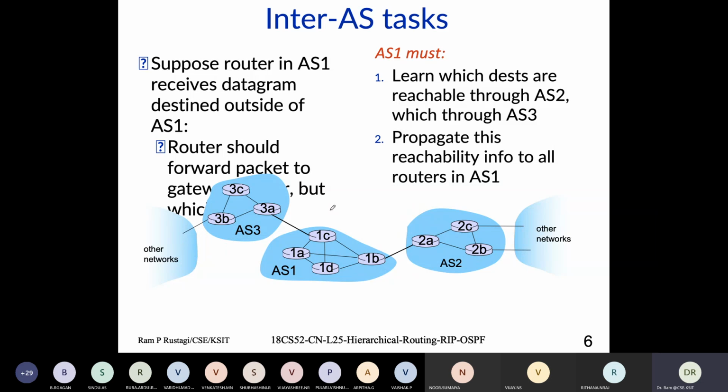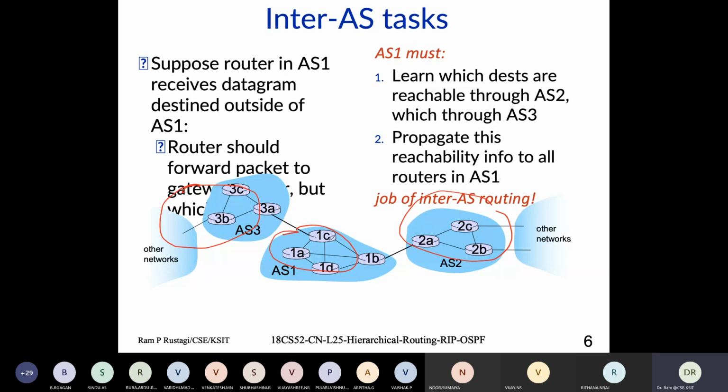And that means when we propagate reachability of networks of the other autonomous systems within AS1, they also need to know which is my best gateway, which is my nearest gateway. And that's the job required.